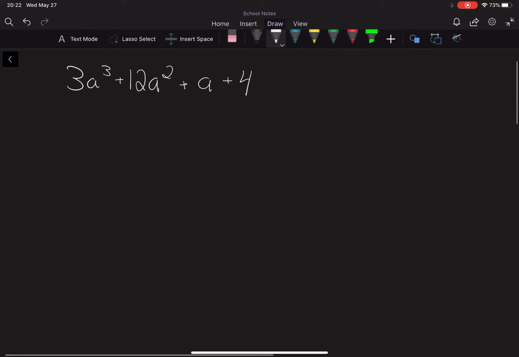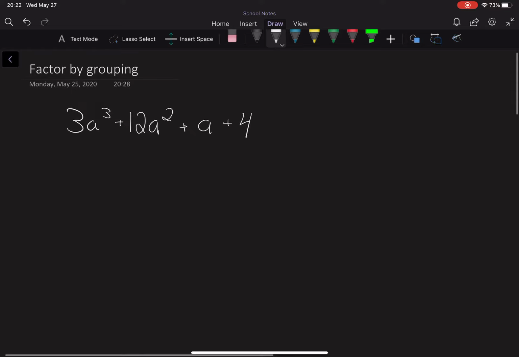So today we're going to get started with some more factoring. Our expression that we have here is 3a cubed plus 12a squared plus a plus 4. And so we don't have a method in order to do this because we have that 3a cubed. So that's what today is going to be. We're going to be using a new method, and this is called factor by grouping.